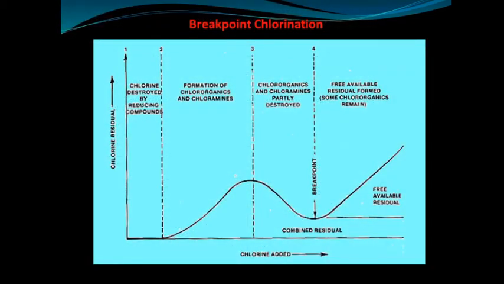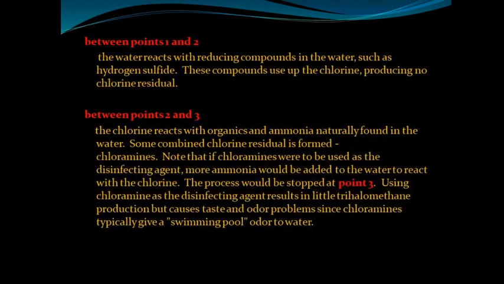Okay, so next, the second stage, or zone 2, from point 2 to 3, you can see the formation of chloro-organic compounds and chloramines. Next, zone 3, from point 3 to 4, is the destruction of chloramines and chloro-organic compounds, and zone 4, point 4, indicates the break point, that is the formation of free residual chlorine.